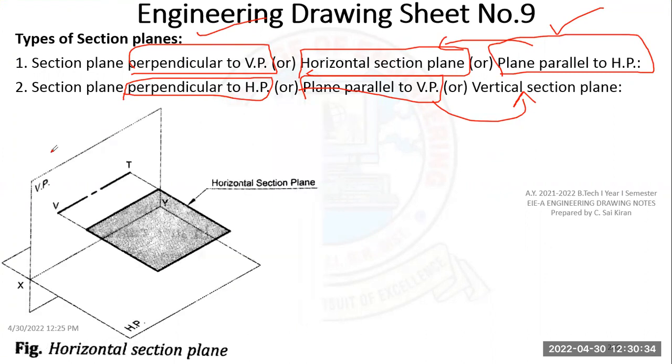Okay. So this is a horizontal section plane. We say that it is parallel to HP, parallel to the horizontal plane. Therefore it is at the same height, and the length will be more or less depending upon the shape of the object. So it is cutting. If you're seeing from the front view, this edge will project here, this edge will project here, and this edge will project here. And this is a section.